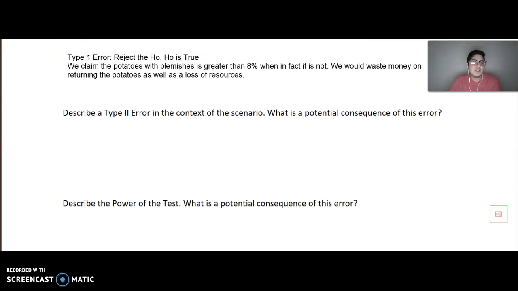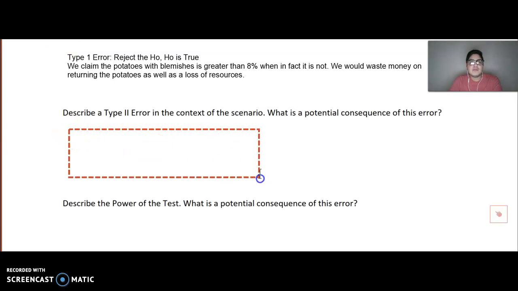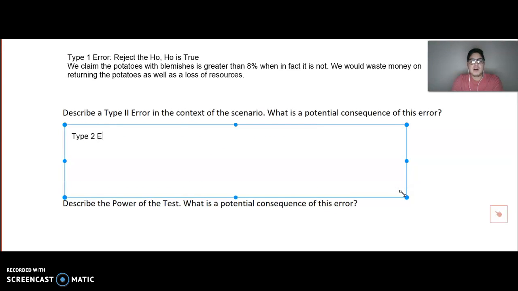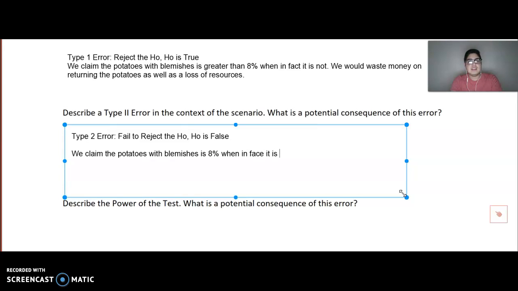And we're going to kind of continue this format here. So for a type 2 error, recall that we fail to reject the null. However, the null is false. So here, we claim the proportion of potatoes with blemishes is 8%, when in fact it is greater than 8%. Well, this is a problem. So that's a type 2 error.